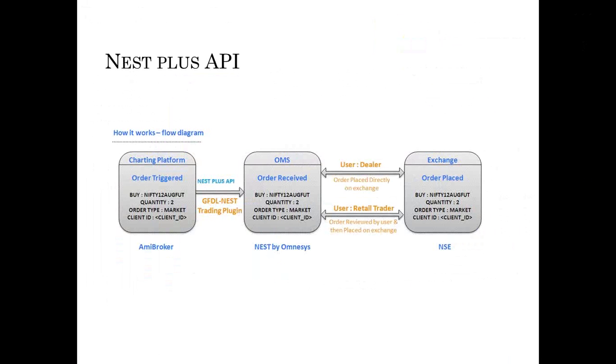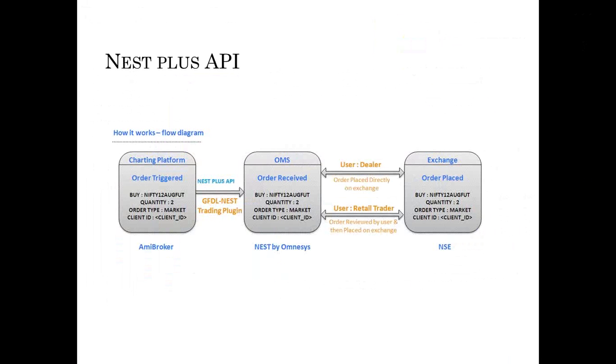So, the Nest Plus API, how it functions. When you want to place a semi-automatic order from AmiBroker, there are 4 components required. One is AmiBroker, a charting analysis tool where you can write your own buy, sell, short, cover logic. The next is the Nest Plus API, which sits at your Nest trading terminal and is available on a subscription basis.